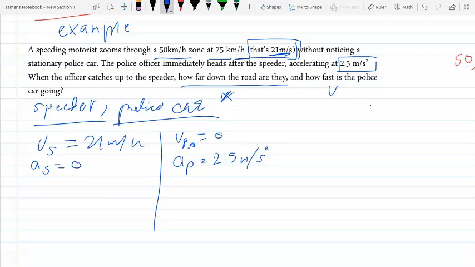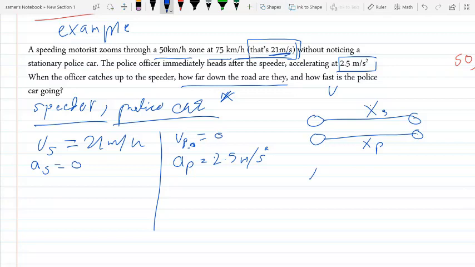At some point, the two cars coincide. From the point the police car starts to the point they coincide, they both have the same x. So we have x for the speeder and x for the police car are the same.